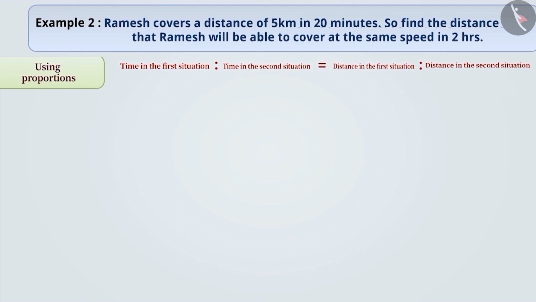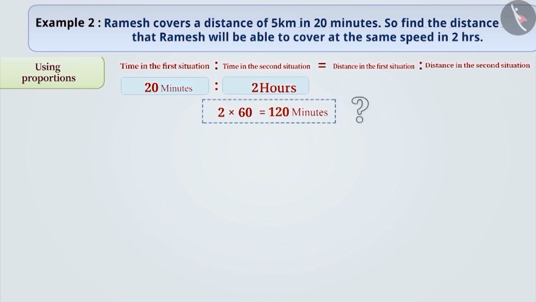The time for the first situation is 20 minutes and the time for the second situation is 2 hours. But when expressed in terms of ratio, we will express it as 2 into 60 is equal to 120 minutes. Any idea why we're doing this? Absolutely correct, because in a ratio, the units of both the quantities need to be the same. So, in this ratio, the time of the first situation is 20 and second situation is 120.